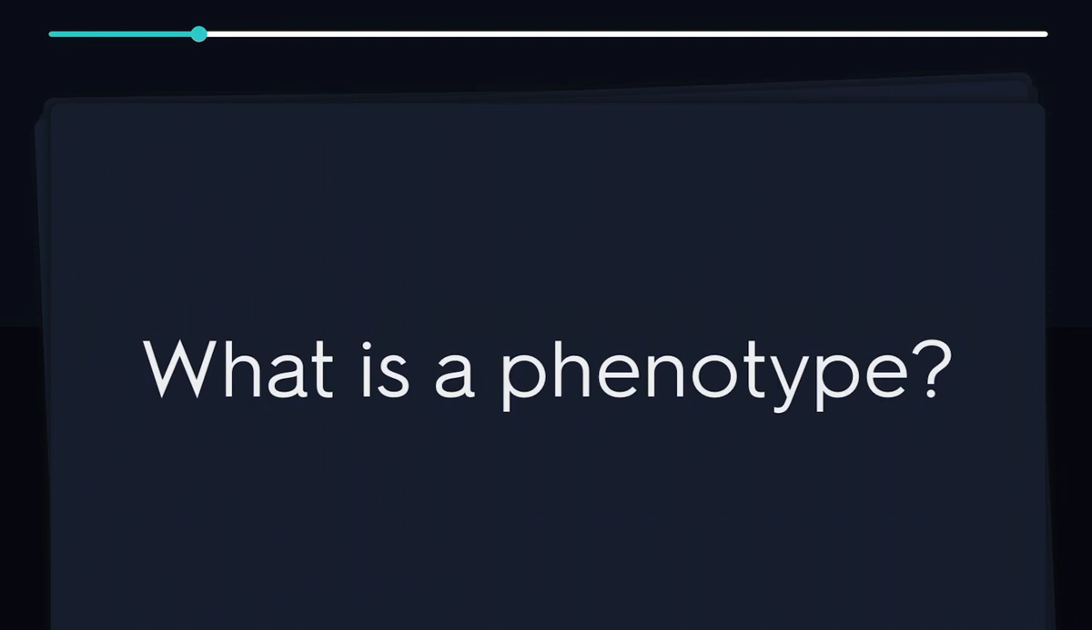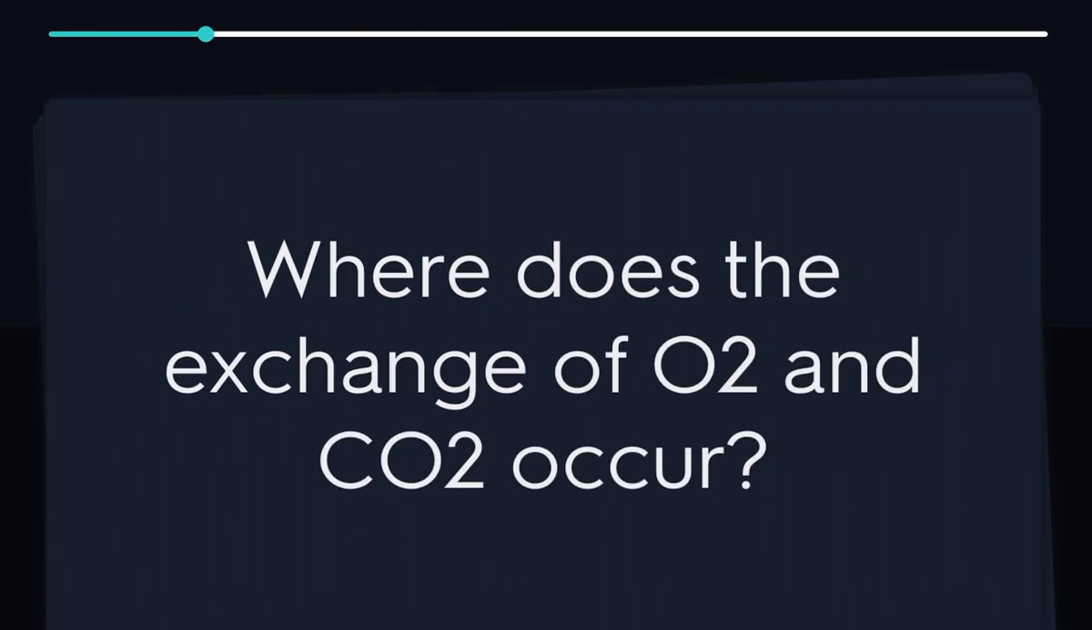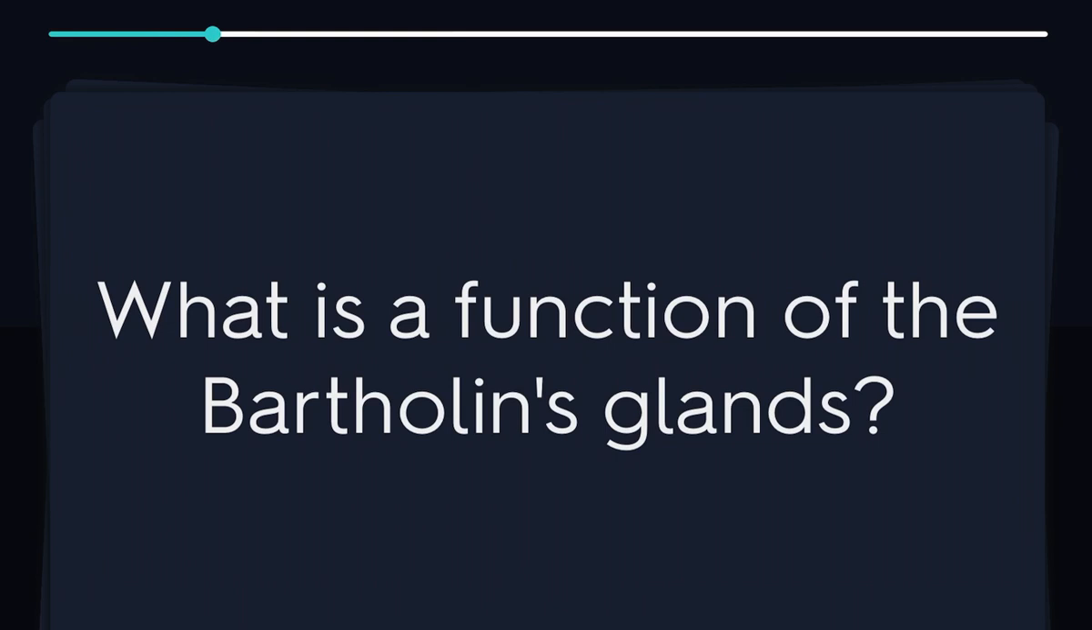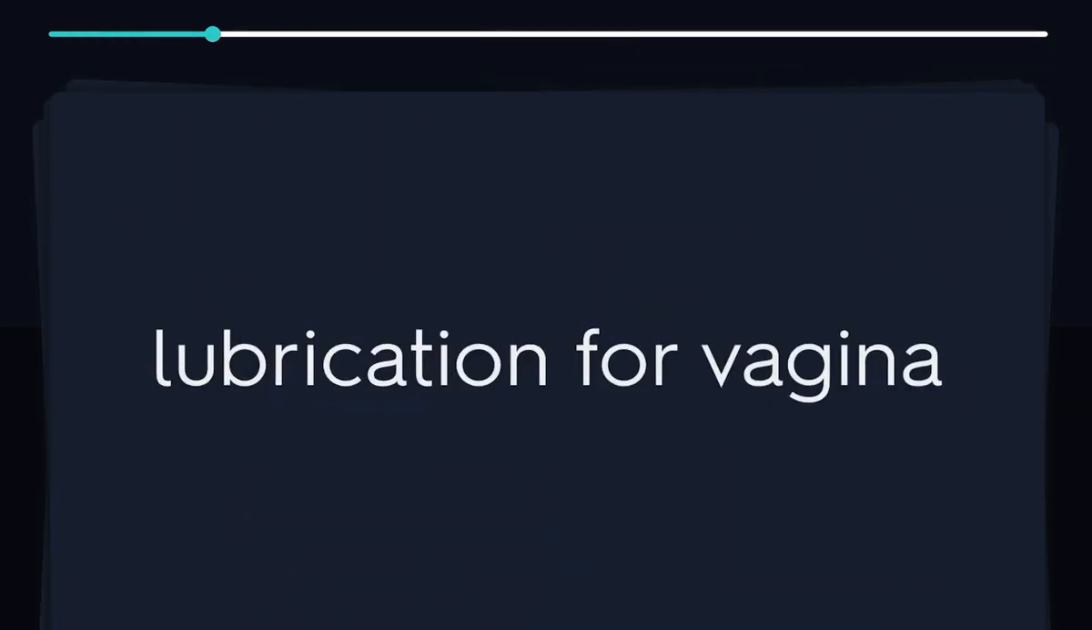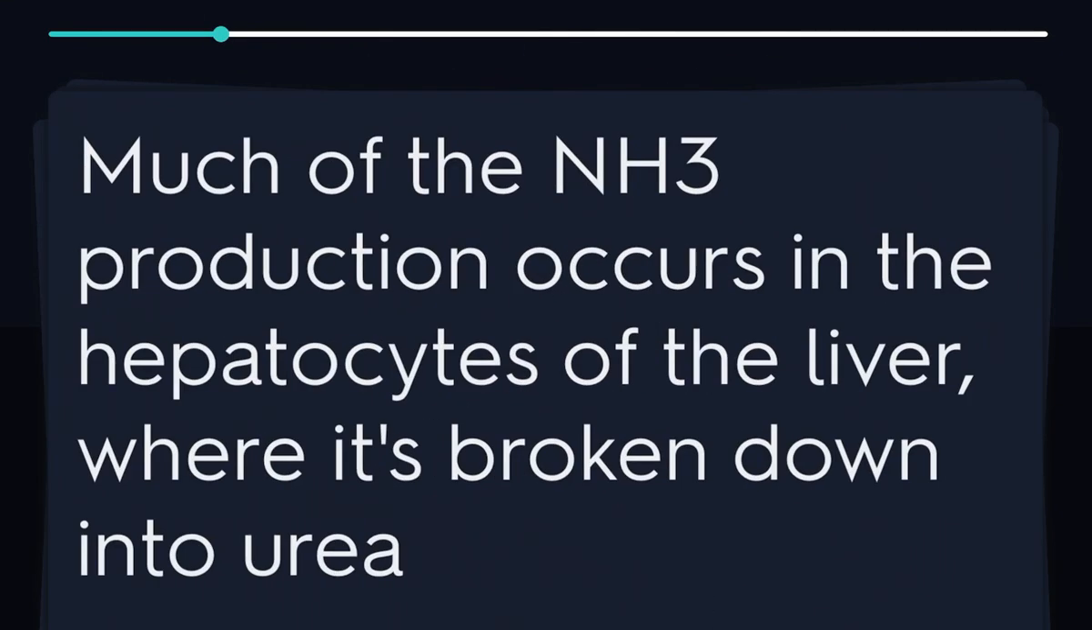What is a phenotype? Physical and visible characteristics. Where does the exchange of O2 and CO2 occur? Alveoli. What is the function of the Bartholin's glands? Lubrication for the vagina. Where is ammonia processed? Much of the NH3 production occurs in the hepatocytes of the liver, where it's broken down into urea.